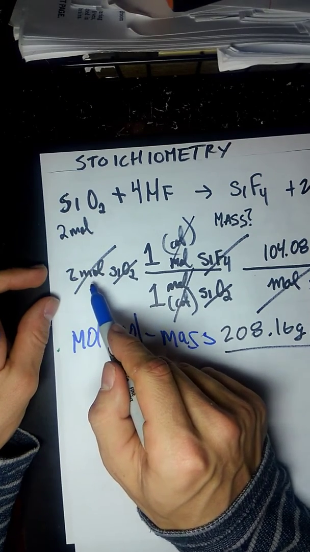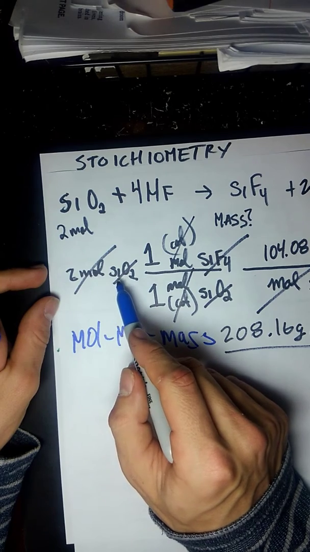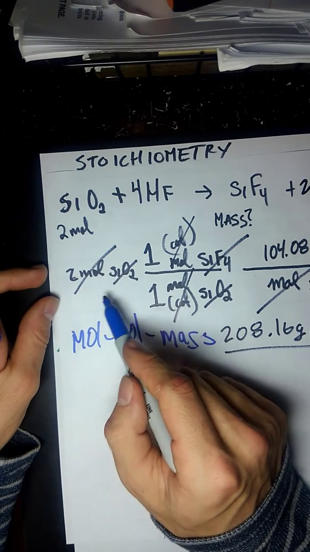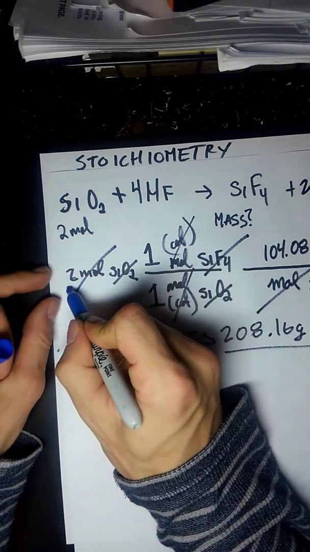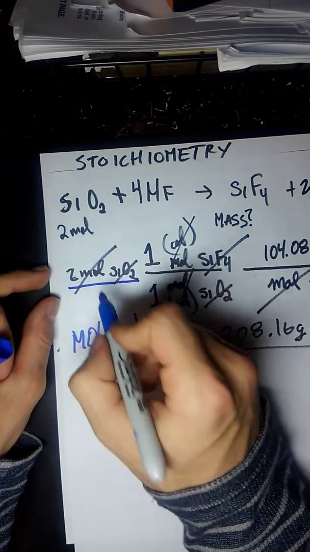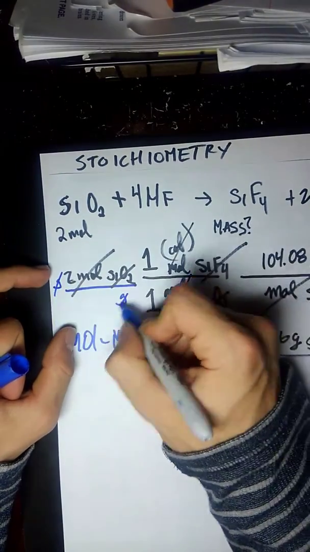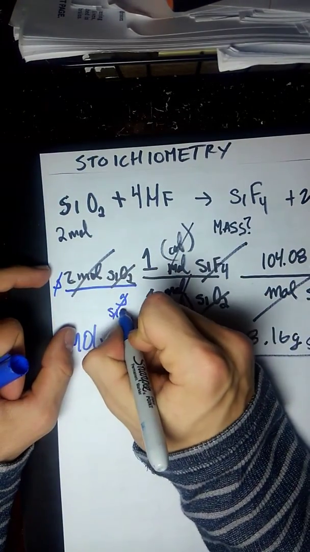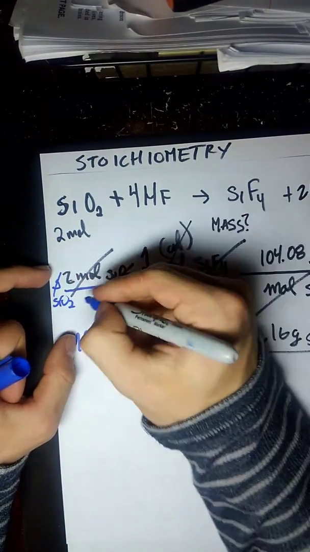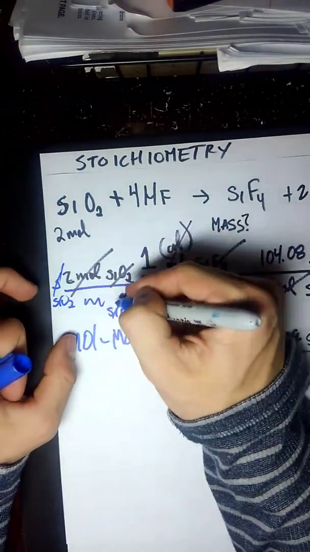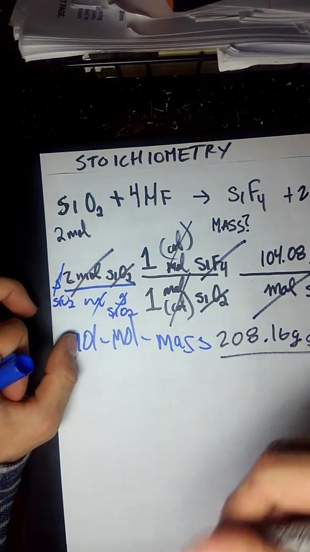So I find the moles of silicon tetrafluoride. I was already given that, though. If I were given the mass of silicon tetrafluoride and I wanted to find how many moles, over here I would have mass, right? And then the grams of silicon dioxide in this case would cancel. My molar mass of silicon dioxide would cancel with this. I get the number of moles, I do my coefficient ratio, and so on and so forth.